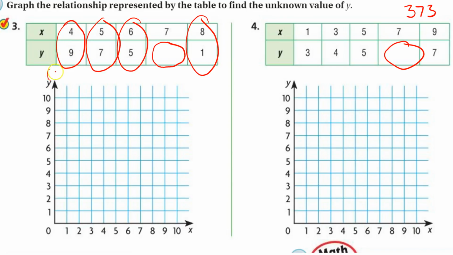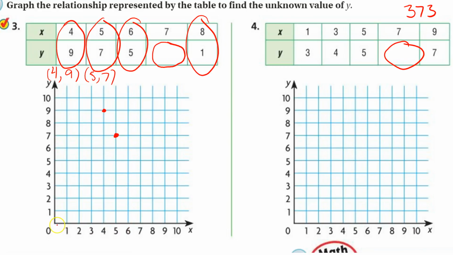X is always first, so this first one is 4, 9, and I always run first and then rise. So I'm going to run over to 4, and then I'm going to rise up to 9. I'm going to put my first point there. Okay. Next point, I have 5, 7. The X always goes first, so I'm going to run over to 5. I'm going to rise up to 7. And that's where my next point goes.